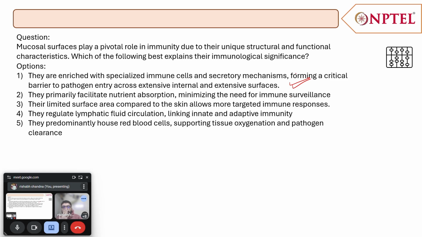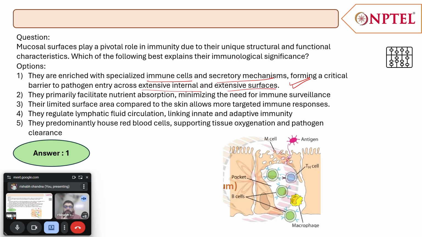Okay, so the correct answer is option one. So they are enriched with specialized immune cells and secretory mechanisms, forming a critical barrier to pathogen entry across extensive internal and external surfaces. Okay, so this is a basic structure of a mucosal associated lymphoid tissue.